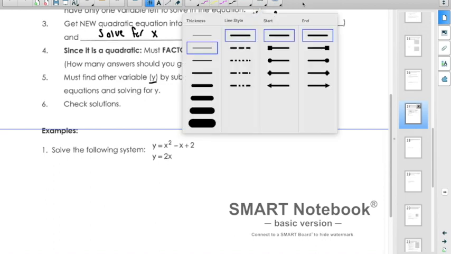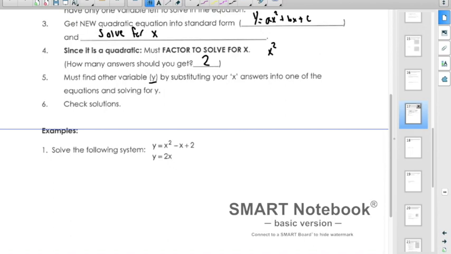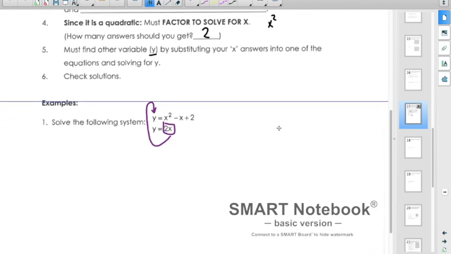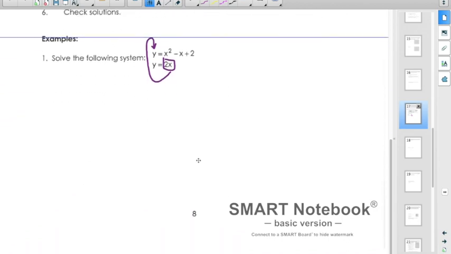So number 1, solve the following system of equations. We have y equals x squared minus 2x plus 2, and y equals 2x. Well, we always want to take our linear equation, y equals 2x, and we're going to substitute this piece in for this y, right? So when I do that, I'm going to have something that looks like this. 2x equals x squared minus 2x plus 2. And then I got to solve for x.